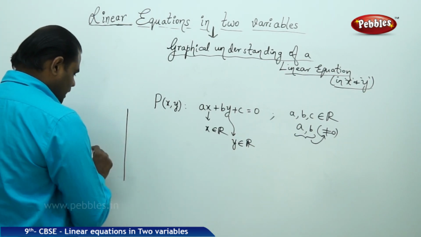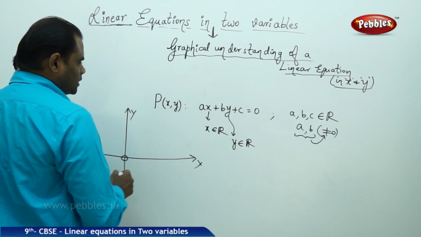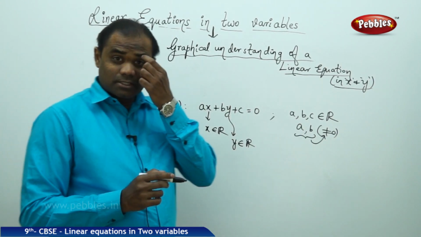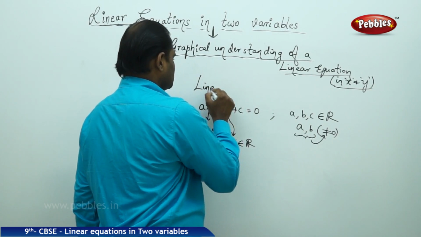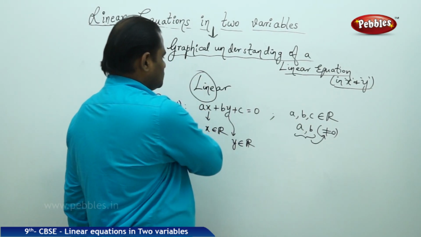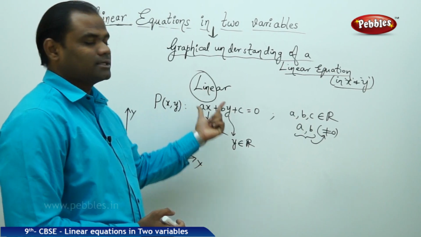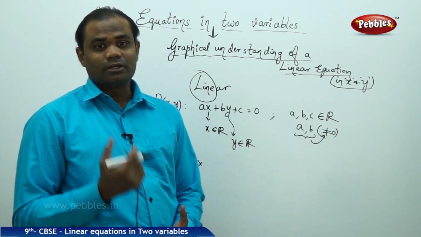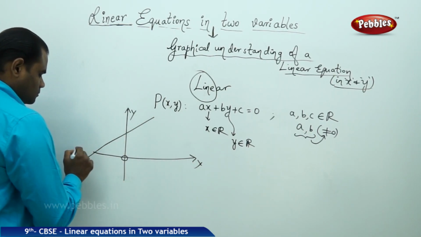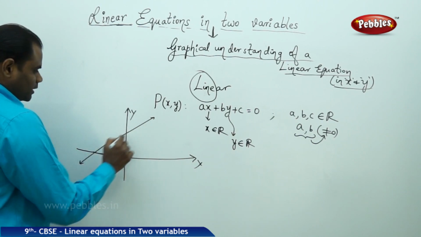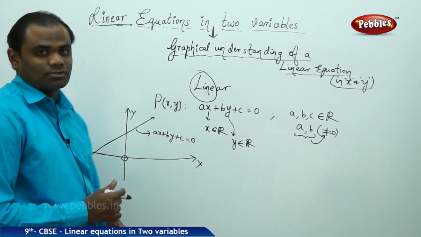So when I draw the x and y axis with the origin, this linear equation, as it is called linear, is derived from the fact that it looks like a line, a straight line. So a linear equation has its name derived from line, and hence it looks like a straight line. So any line randomly passing through is represented by ax plus by plus c equal to 0.